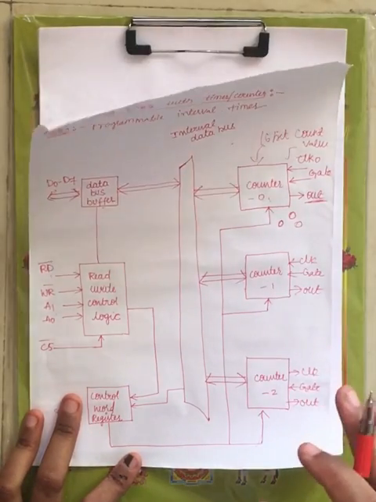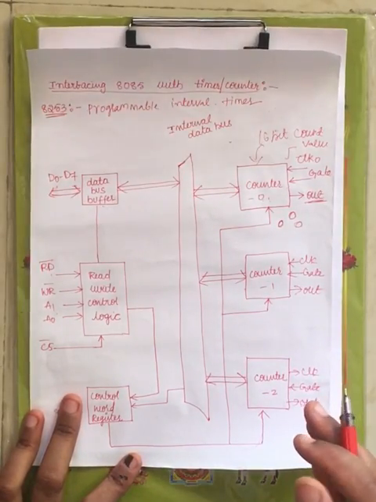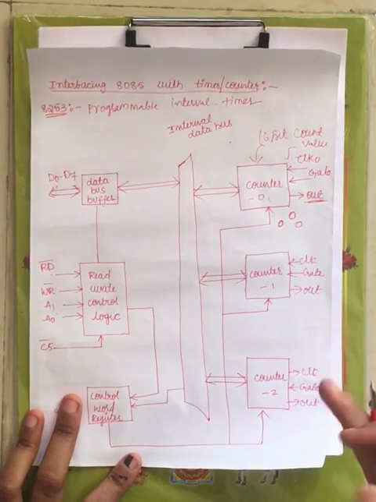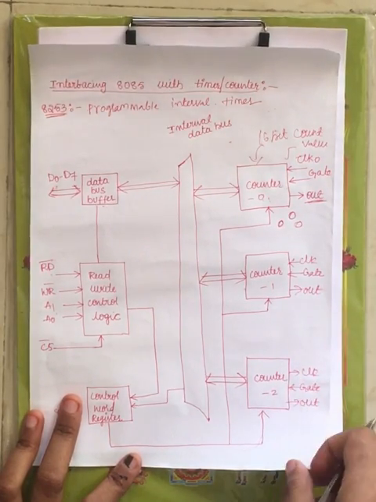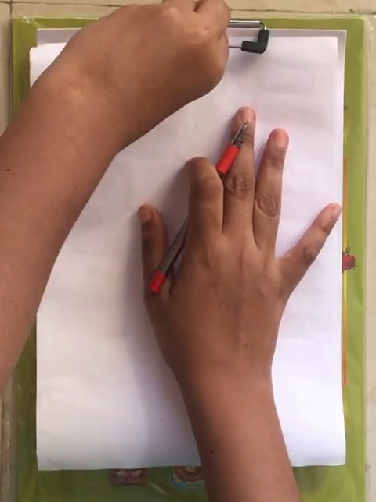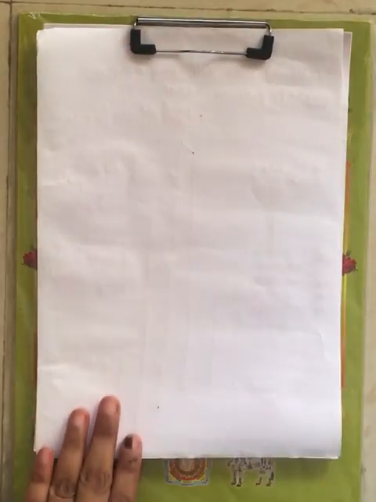Now first a 16-bit value is loaded into the counter. Next the instruction is given. Now what will the counter do? A counter will decrement the count till it becomes 0. That is the actual operation of the counter, right? Now that is about your 8253 timer or counter, right?